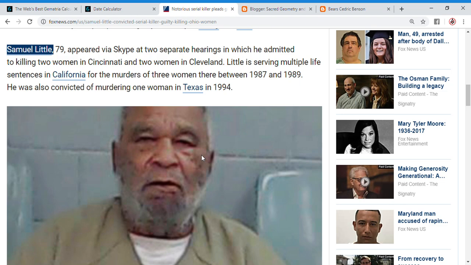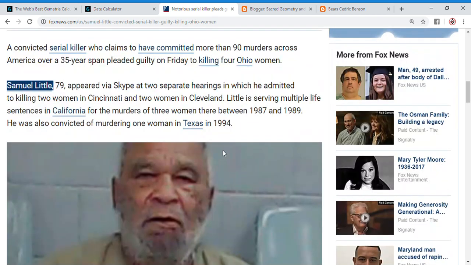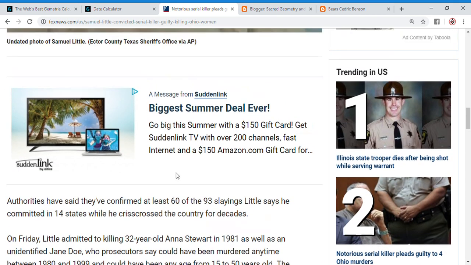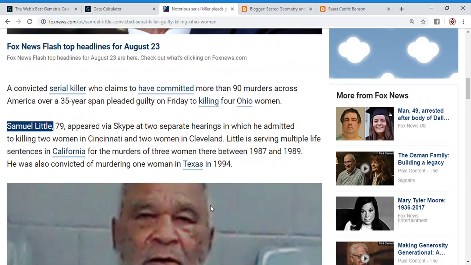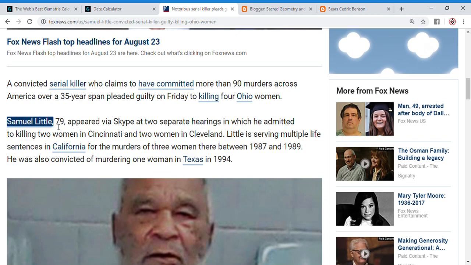Now, this is a murderer named Samuel Little, and apparently killed somewhere between almost 90 people, I guess, so between 60 and 93. Okay, and those numbers are there for a reason because Sierra says more than 90. Okay, we'll get into that. Now look at this, Samuel Little, 79. Well, who else was 79 in the news today? Oh, that's right, David Koch died at 79. Okay, not a coincidence. This was put together for a reason, and I'm going to tell you why they did this.